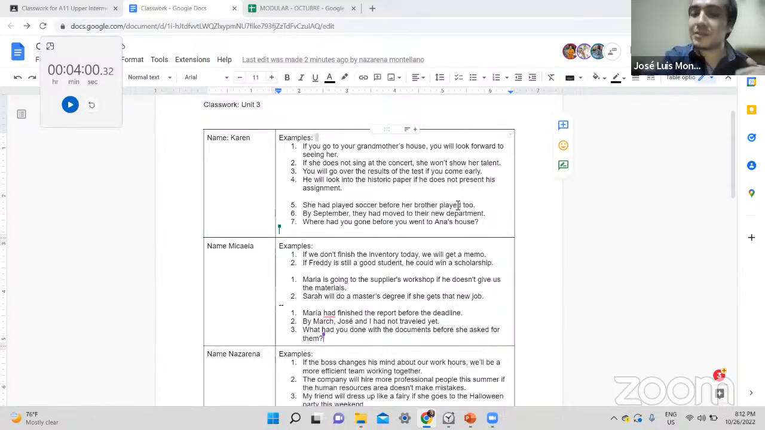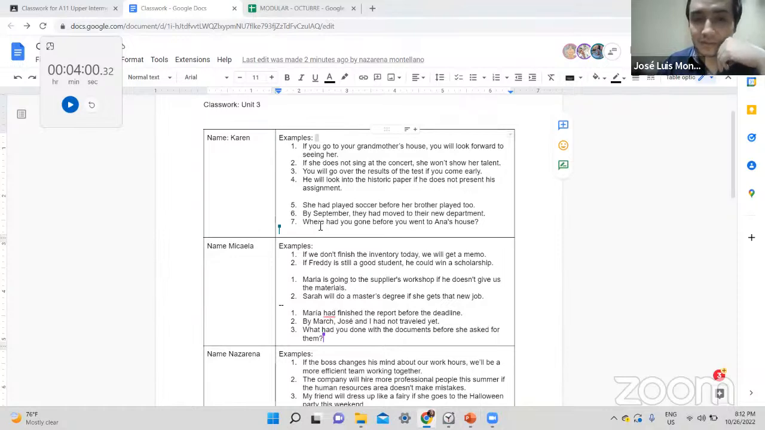Her brother did the same. So after she played soccer, he did. All right, so she first and he second. Okay, so that's good. That is correct. And here by September, it means before September, they have moved to their new, and I believe here by using also the verb, and you're talking about they, it can be apartment, right?